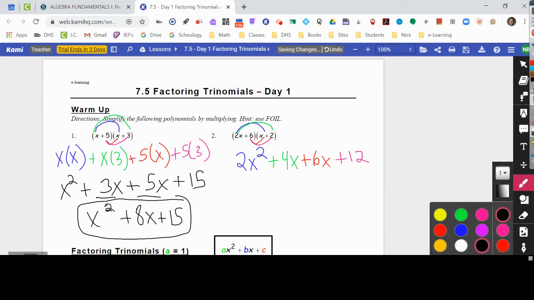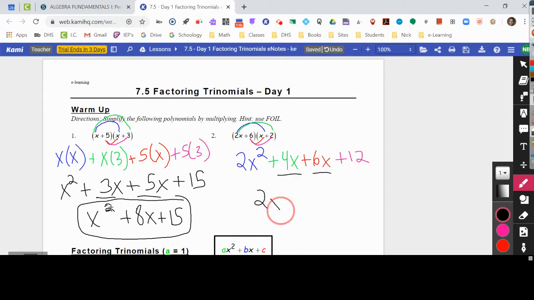And now we combine our like terms of these 2 right here, that 4x and 6x. So our final simplified solution should give us 2x squared plus 10x plus 12. All right, and why did I have you warm up with these problems? You'll find out here in just a minute, all right?